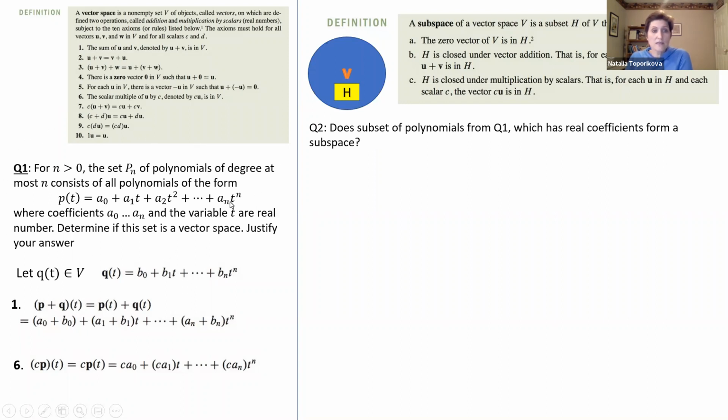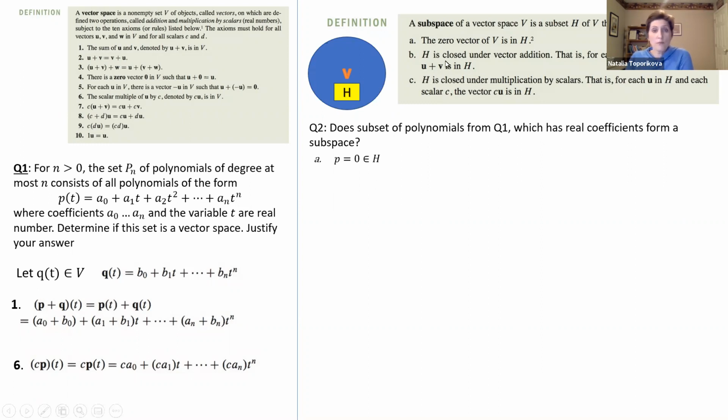What if we take this polynomial and separate them into the subclass of the polynomials, which now can have only real coefficients a0, a1, all the way to an? Because before they could be real or complex, but now we basically separate them into the complex and real. Can this set of polynomials form a subspace?